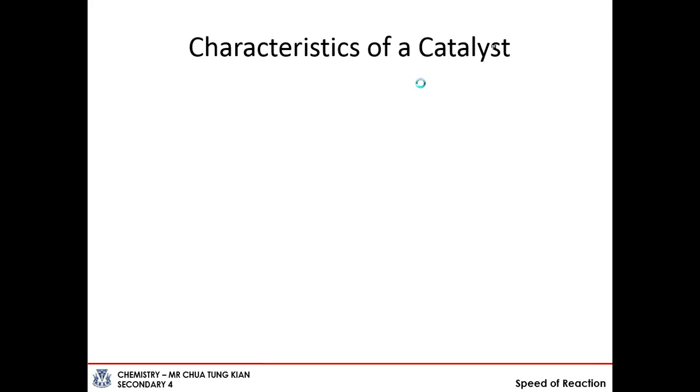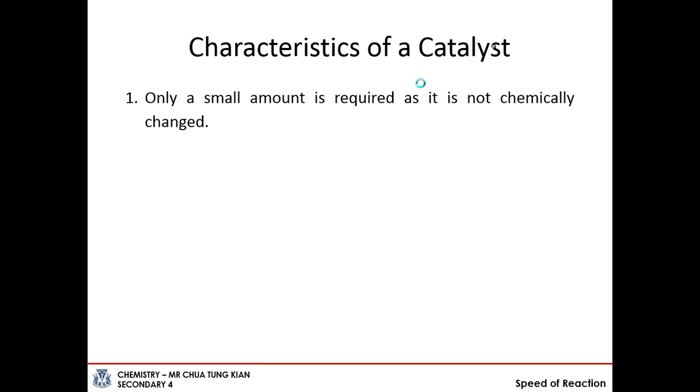So there are some characteristics associated with a catalyst. This one I mentioned earlier, we only need a small amount because it remains chemically unchanged. So for example, if I were to catalyze the breakdown of hydrogen peroxide into water and oxygen gas, I will use the catalyst MnO2. So I just simply need to add a little bit of MnO2 and the reaction will proceed and proceed and proceed because the catalyst remains chemically unchanged.